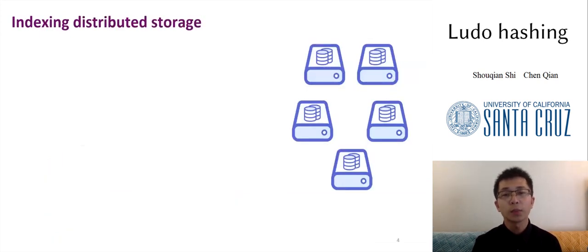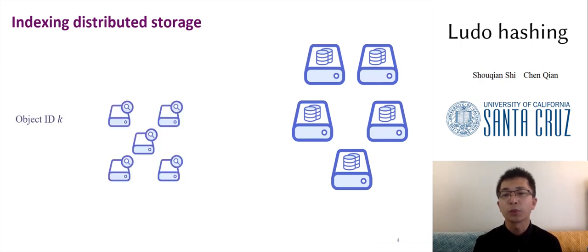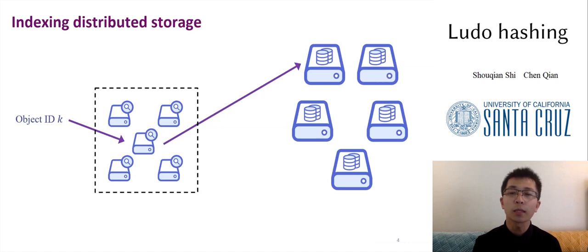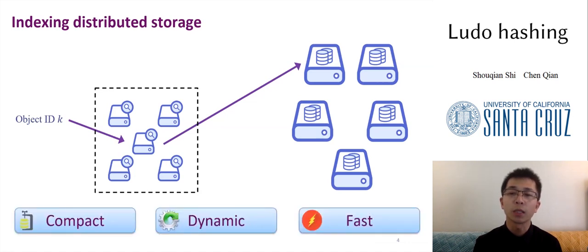As another example, suppose we have a set of storage machines storing data objects. To fetch the data object for a given key, the indexing programs are required to receive the data fetch request and forward the request to a proper storage machine. We also require the indexing algorithm here to be compact, dynamic, and fast.